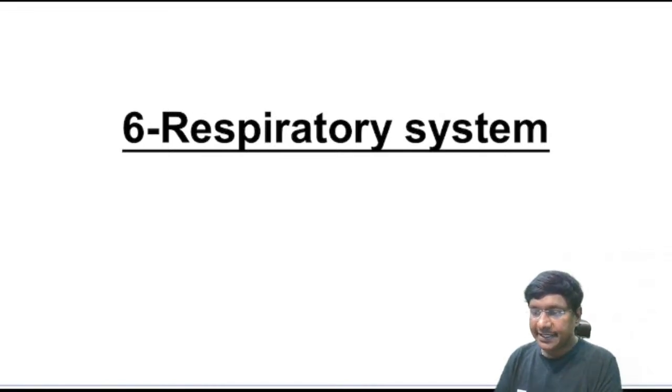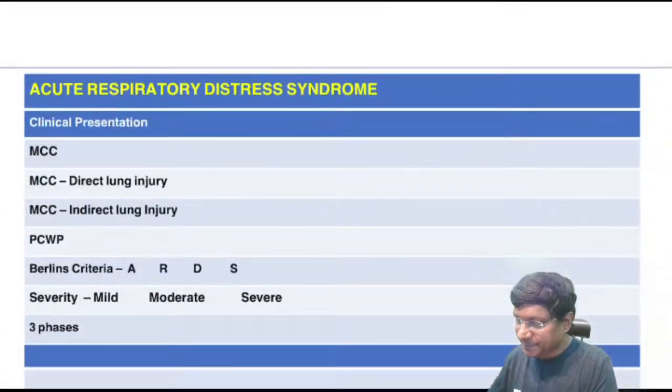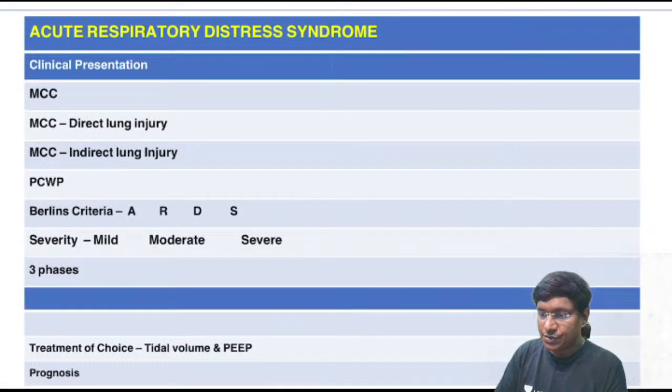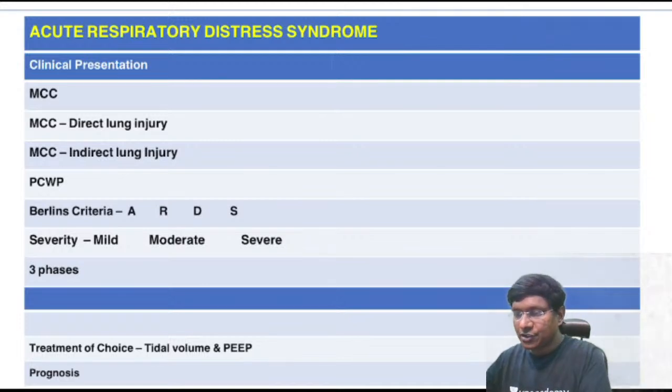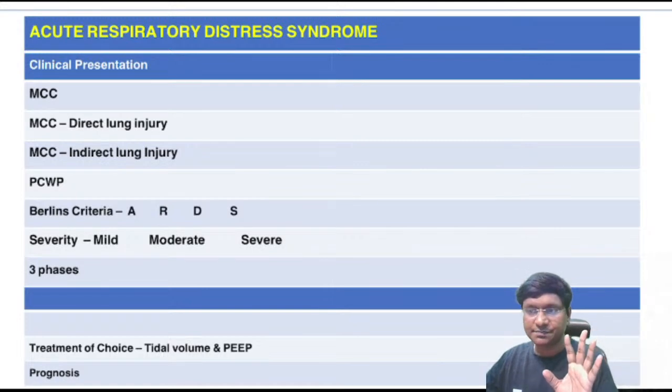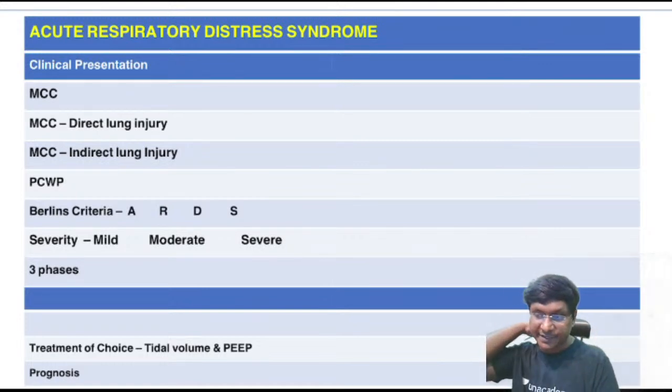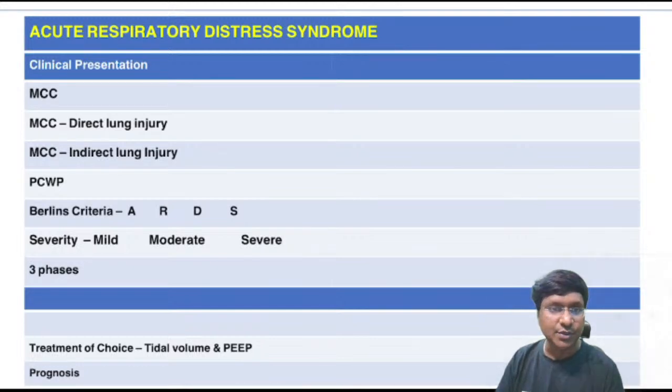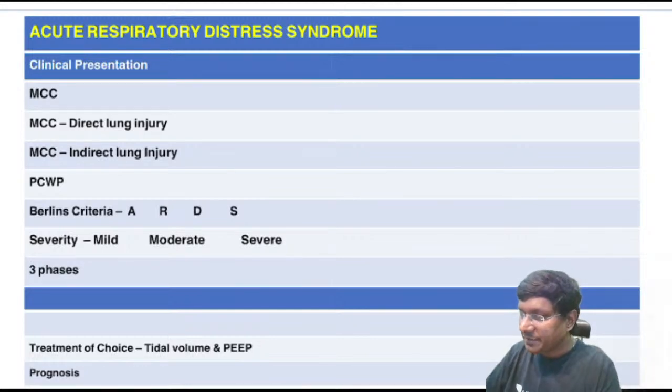Now, let me give you a quick idea of the quick revision related to the respiratory system. The topics which I have selected are the high yielding topics. One of the very important topics is acute respiratory distress syndrome. Now, what will be the clinical presentation in acute respiratory distress syndrome?